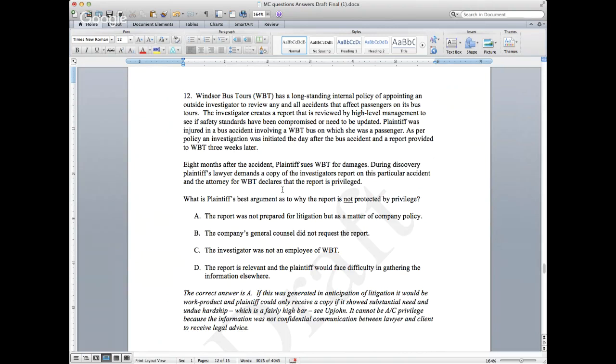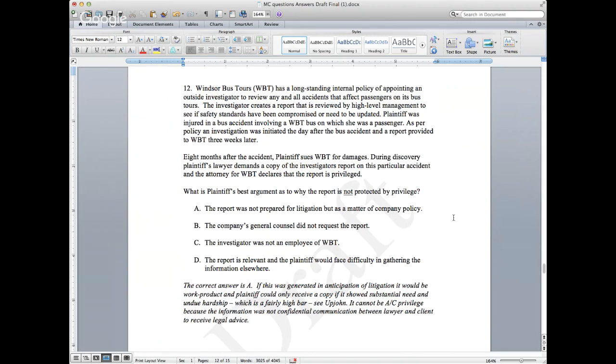8 months after the accident, plaintiff sues for damages. During discovery, plaintiff's lawyer demands a copy of the investigation report on this particular accident. This is a business record. You do this all the time. I want to see it. And the attorney for WBT declares the report to be privileged. Okay, so they're saying it's privileged. What is the plaintiff's best argument on why the report is not protected by privilege?